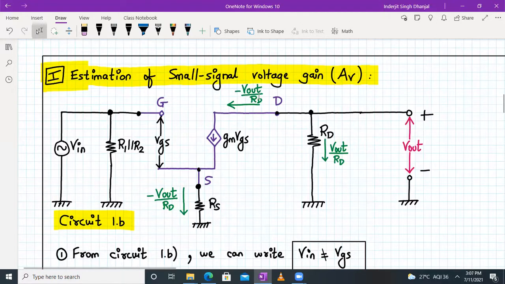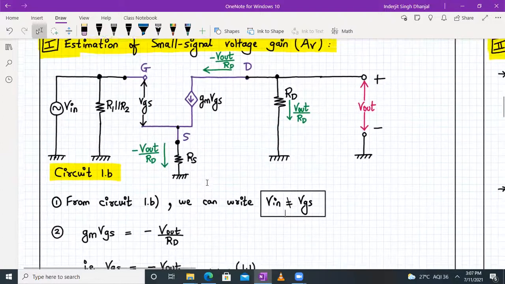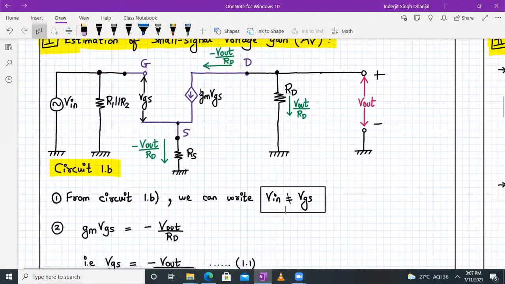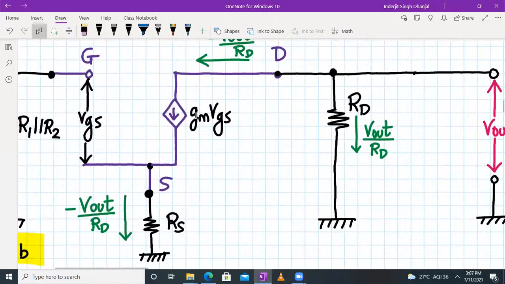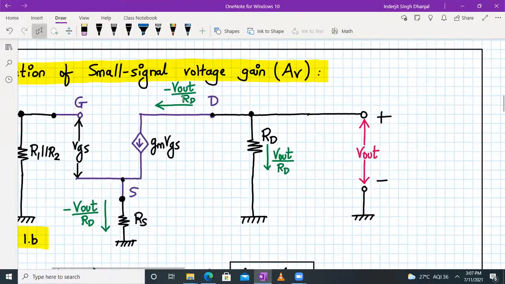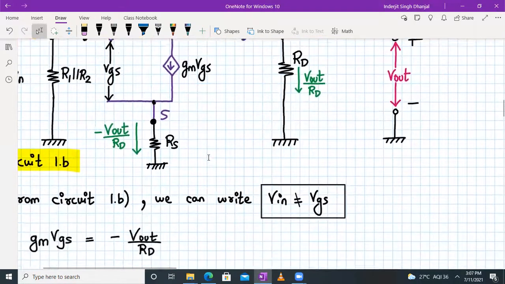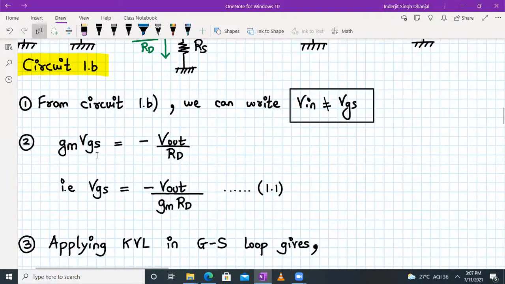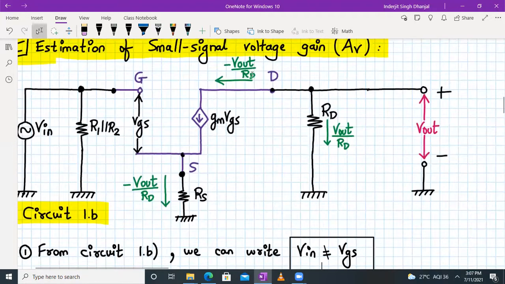So the current which we have marked here is minus Vout upon RD. The same current flows to the source terminal, so we have marked minus Vout upon RD there also. Now let us look into detail what we can do here. From this observation, can we write gm VGS is equal to minus Vout upon RD? Yes, we can write that because both the currents are the same. So we have written gm VGS is equal to minus Vout upon RD.